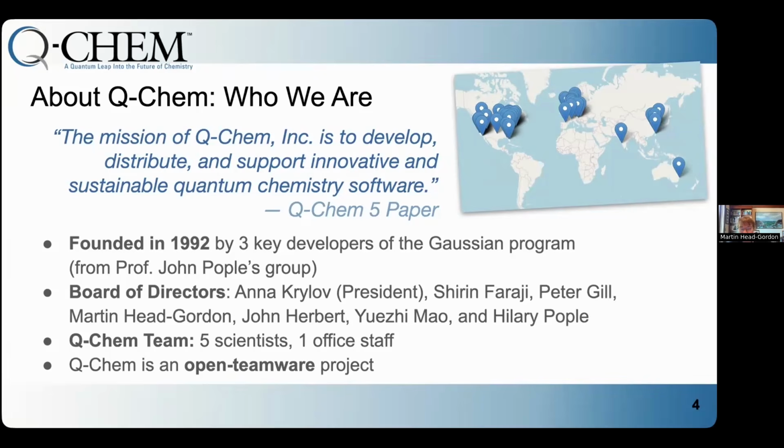Q-Chem's an open teamware project. In other words, if you are interested in developing in Q-Chem and don't currently, the door is open to you. We don't have any barriers. All you need is a valid license and a very simple non-disclosure agreement. Our academic team is supported crucially by a commercial team, the team of professional scientists and office staff who run the Q-Chem office.